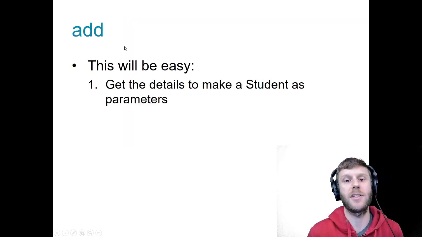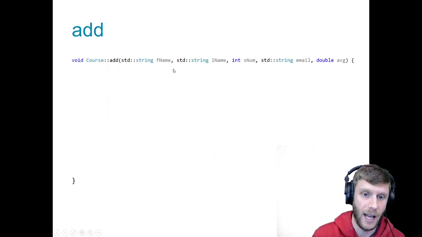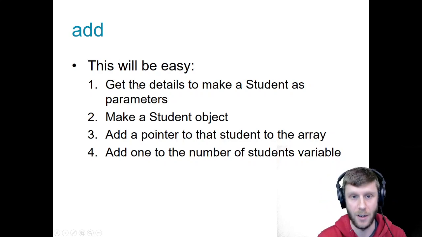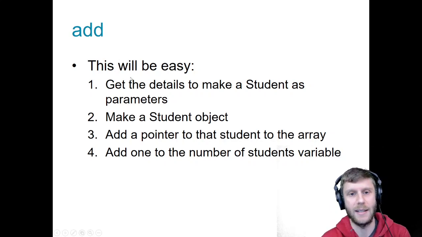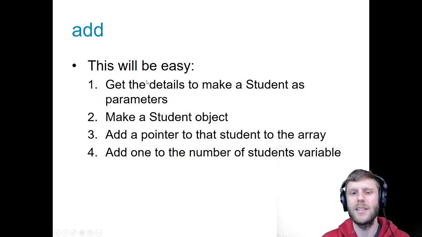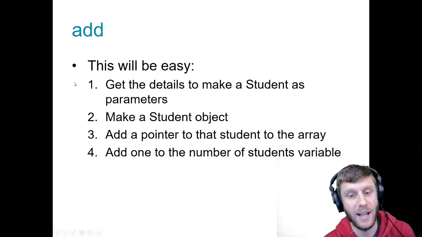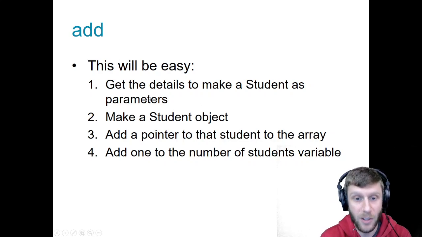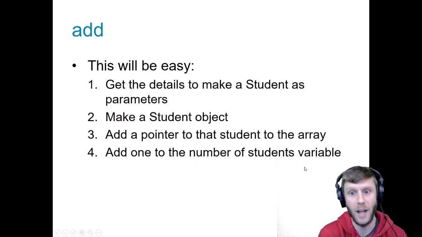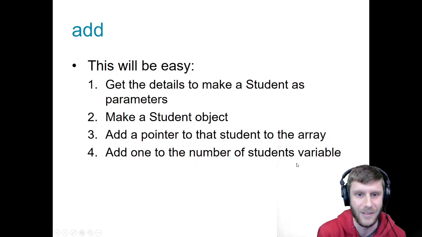Okay, add. This is going to be easy. Here's what we're going to do. Now, we actually do have a design decision to make here, and one is not better than the other. The way I'm doing it is, this function that I'm about to write, add, is going to take as parameters all the information it needs to know to create a student object. Then I'm going to make the student object, add a pointer to that student object to the array, and then add 1 to the number of students there are in the class.